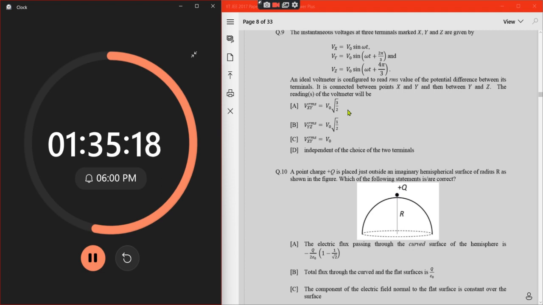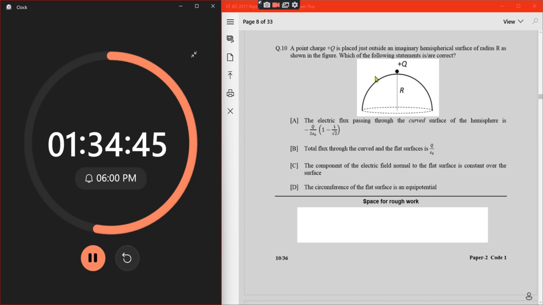What else is there? So YZ, once again the phase difference is 2 pi upon 3, same stuff. We just did XY already. No, the choice of the two terminals doesn't matter, because it's the magnitude of the difference. Right, okay. XZ, yes, it's just 2 pi upon 3 and its sine. That also turns out to be the same, that's pretty awesome. So it's independent of the choice of two terminals. So D. Very interesting. Next question.